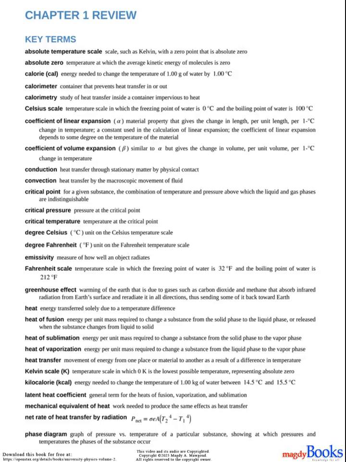14. Degrees Celsius. Unit on the Celsius temperature scale. 15. Degree Fahrenheit. Unit on the Fahrenheit temperature scale. 16. Emissivity. Measure of how well an object radiates. 17. Fahrenheit scale. Temperature scale in which the freezing point of water is 32 degrees Fahrenheit and the boiling point of water is 212 degrees Fahrenheit.